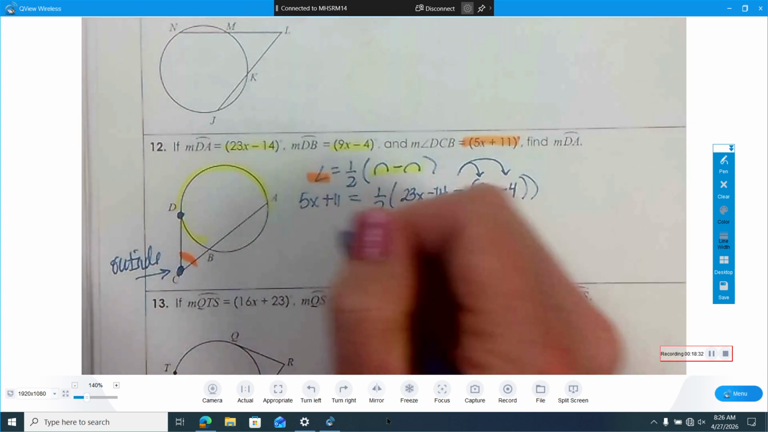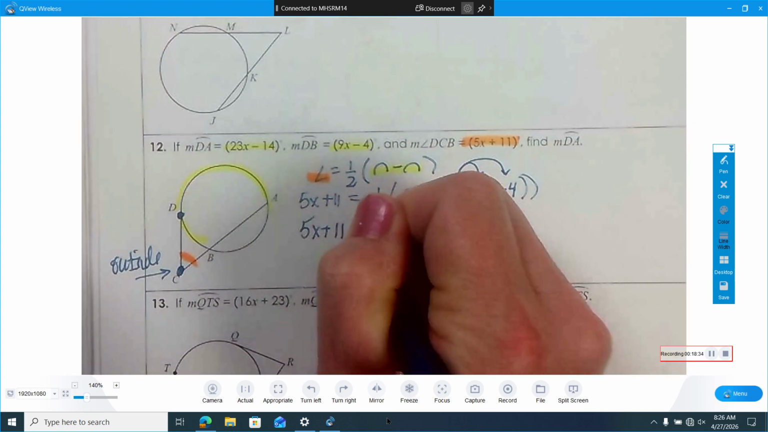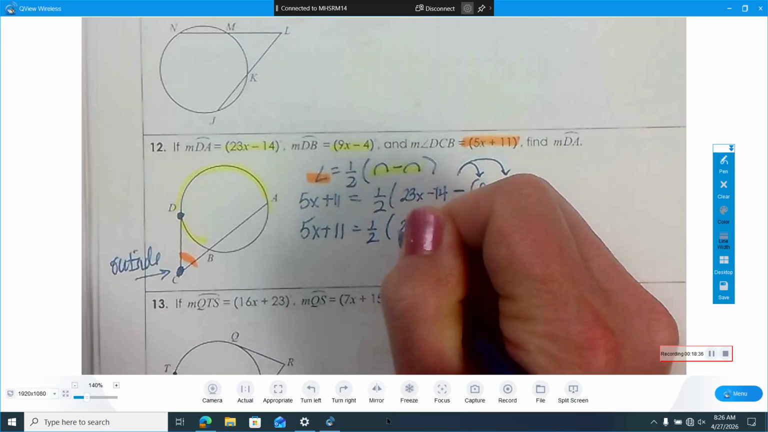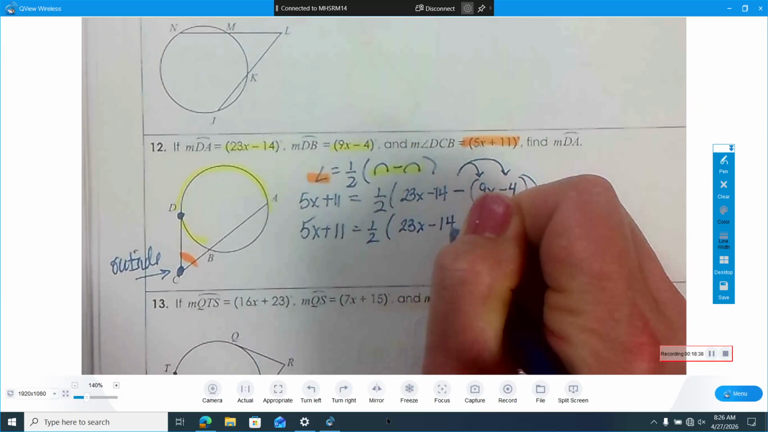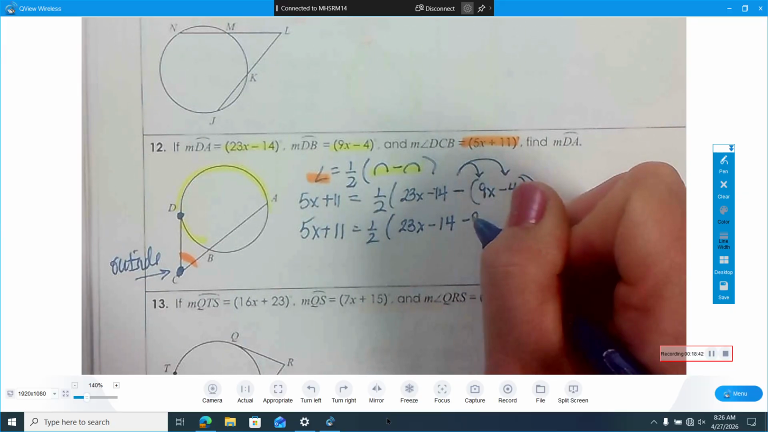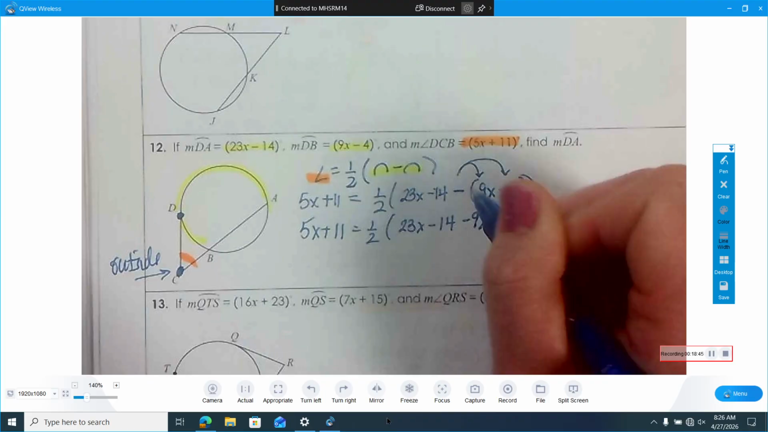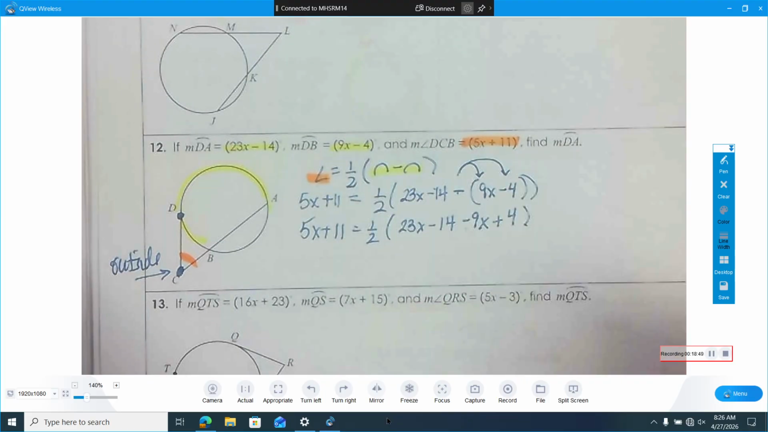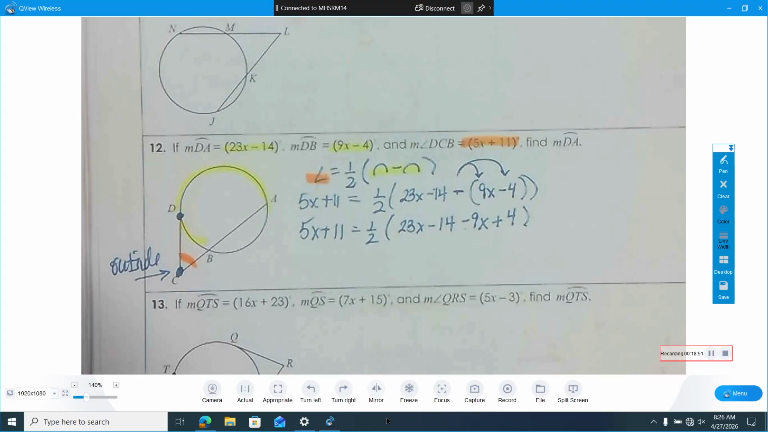Yeah, so we can clean that up a little bit. 5x plus 11 equals 1/2. We've got 23x minus 14. Negative times 9x becomes negative 9x, and then a negative times negative 4 becomes positive 4. So that is really, really tricky. Make sure you distribute that negative on subtraction. Does it matter when we add things up? No. No, but subtraction makes everything harder. And we just have to know that we need to be careful whenever we're subtracting.